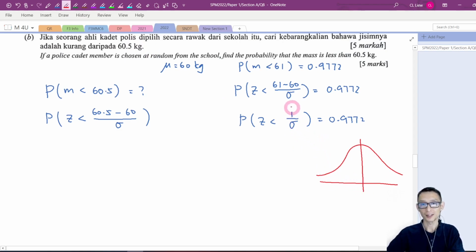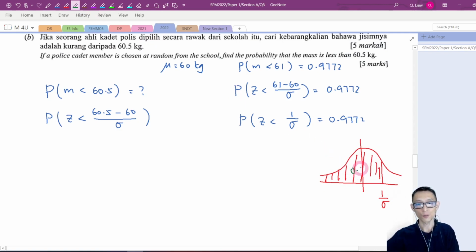Now we know that 1 over sigma will not be here. Why? If let's say it's over here, less than this one, definitely the answer will not be more than 0.5, right? Because here is 0.5, here is 0.5. So we know this will not be the case. Let me erase this one. Okay, it should be on the right hand side.